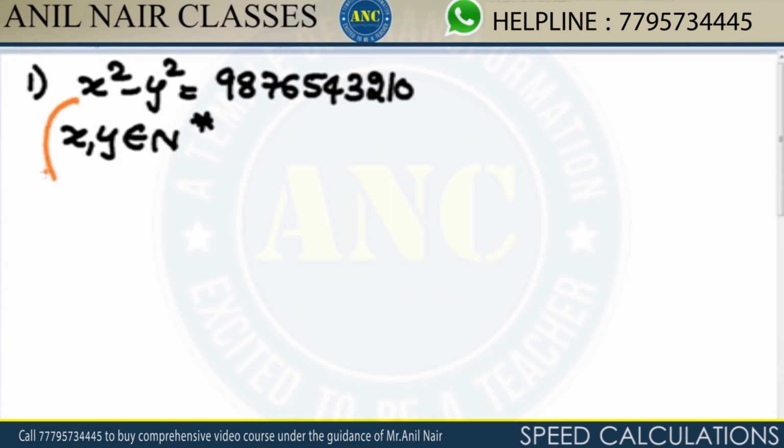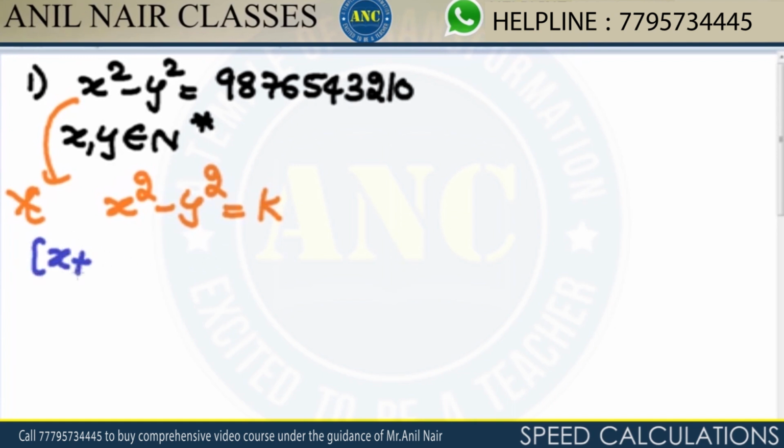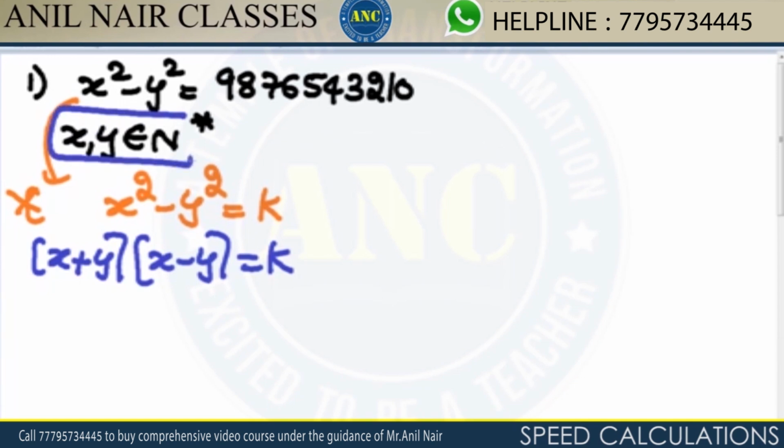Now, if you see here, I am trying to solve an equation of the form x square minus y square equivalent to k. This I kept in my math shortcut video by Anil Nair: x plus y into x minus y equivalent to k. Do not ever ignore the domain of the question. Domain is x, y are natural numbers.